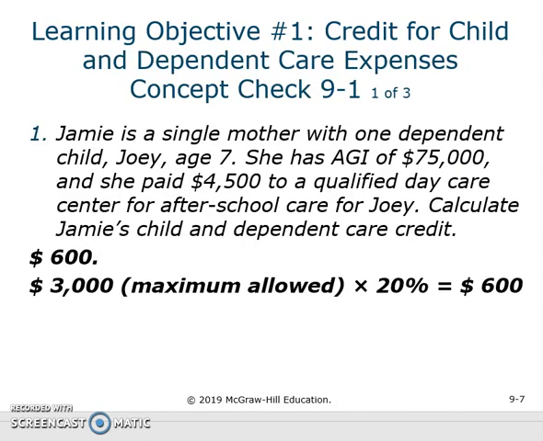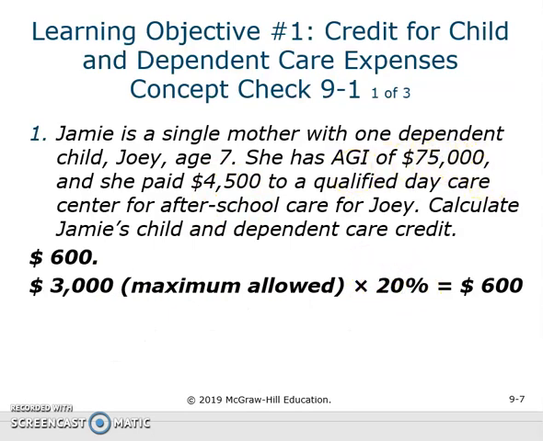We have Jamie, who is a single mother with one dependent child, Joey, who's age 7. She has AGI of $75,000, and she paid $4,500 to a qualified daycare center for after-school care for Joey. So we need to calculate her dependent care credit. So the maximum amount of her expenses that she can use to qualify for the credit is $3,000, and we're going to multiply that by the percentage based on her AGI.